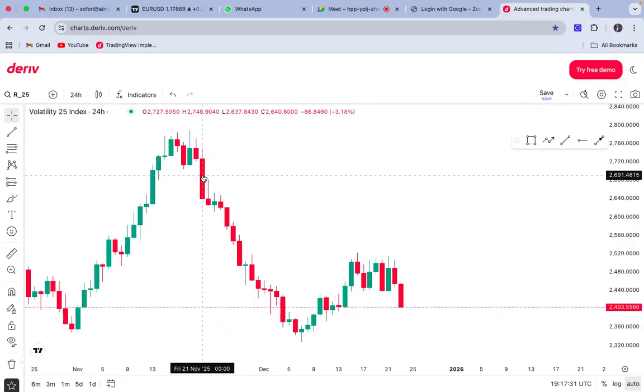The candle opened around 2,727 and then it closed around 2,640. Obviously, there was a decline in price. That is why we call this a bearish candle.